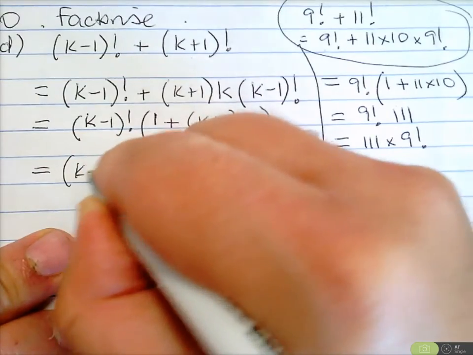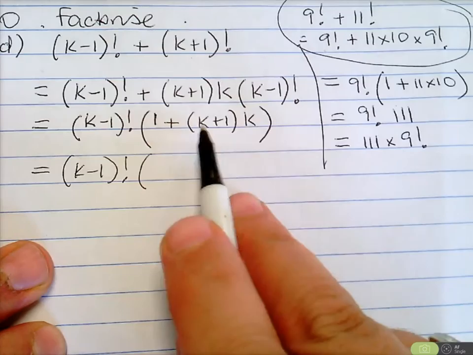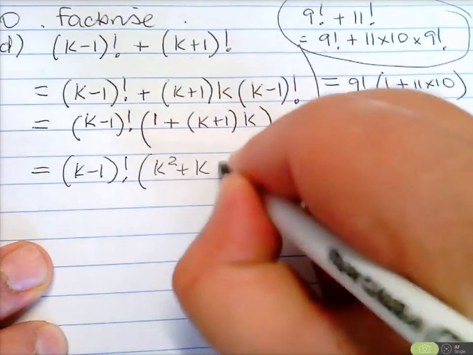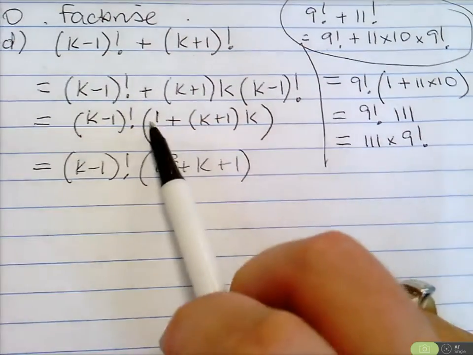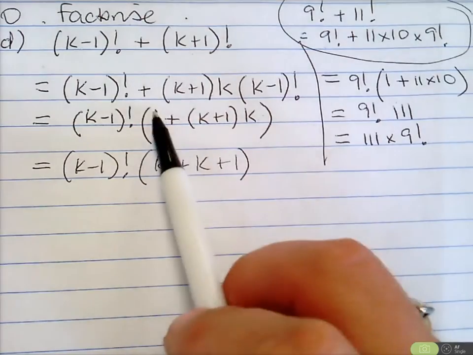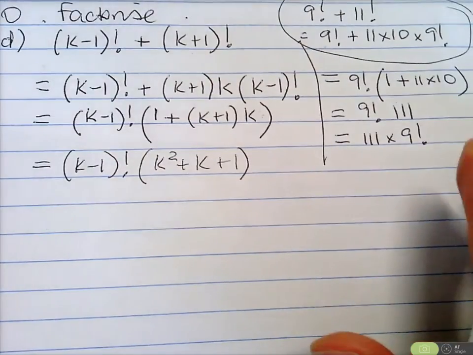Now what does that equal? 1 plus k squared plus k. So I'm going to write k squared plus k plus 1 to get it in order. I know, it's 1 plus k squared plus k. Let's just write it in order. K squared plus k plus 1. I don't think you could factorize it unless you had the 2k in the middle. That's it. Are we okay? So that's an example of factorizing.